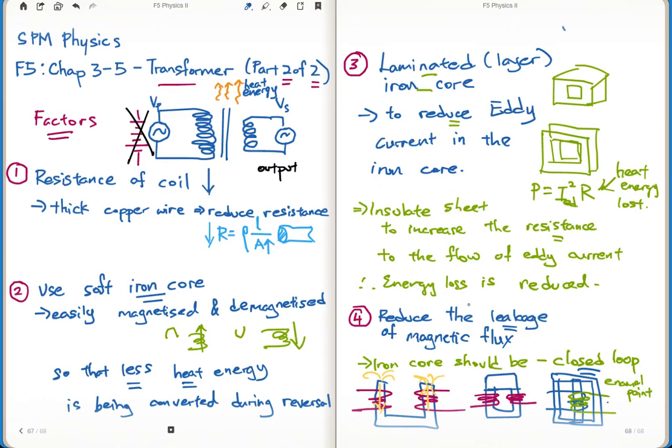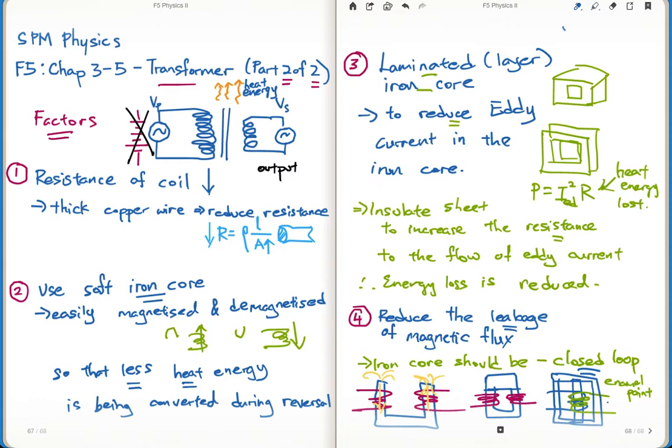And the last factor would be to reduce the leakage of the magnetic flux by having a closed loop of iron core, or both primary and secondary coils should be wound together closely to prevent a leakage of magnetic flux.